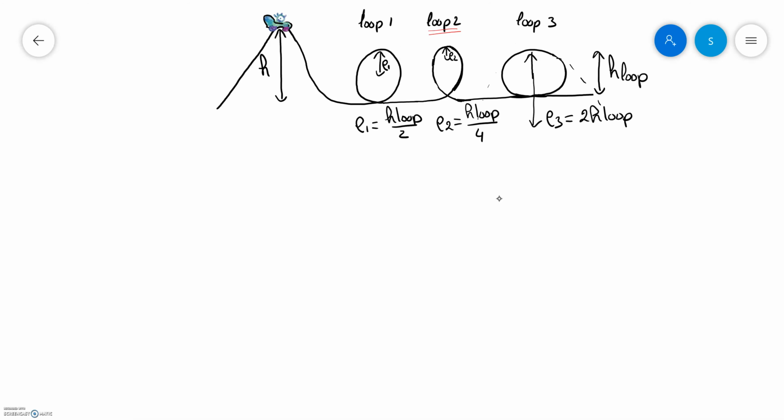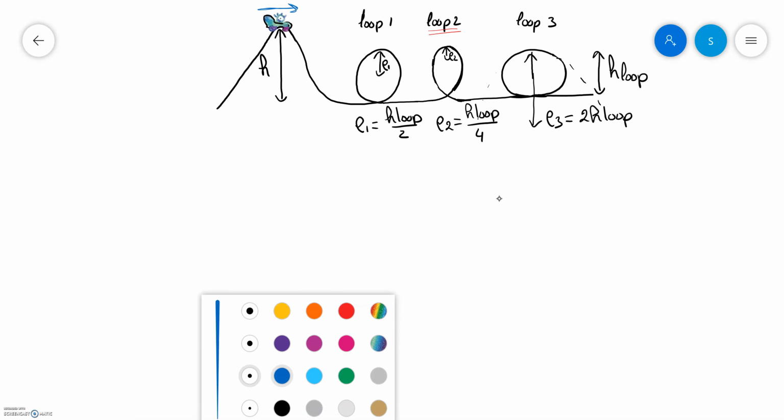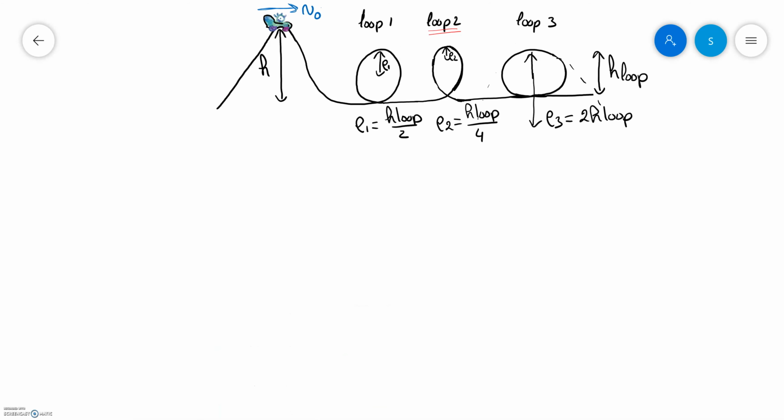Okay, I will make some assumptions. I will make the assumption that the velocity here, the initial velocity, let me make it a little bigger, is v0 equals 0. It doesn't change the fact that it will be easier to go through loop 2 than loop 1 than loop 3, but I will show you why using the fact that this first velocity is 0.